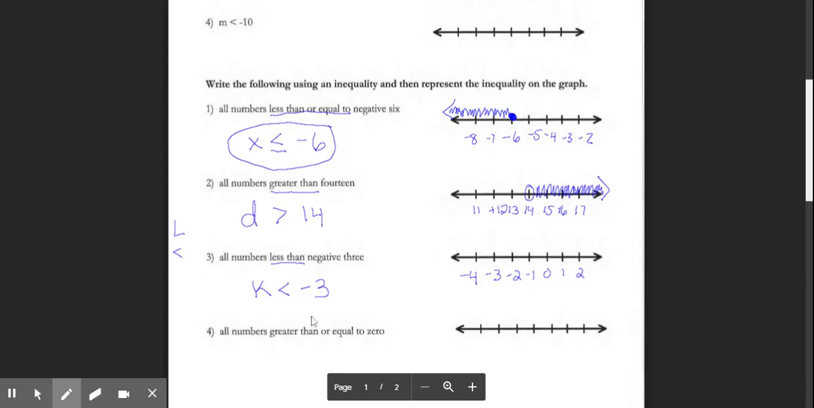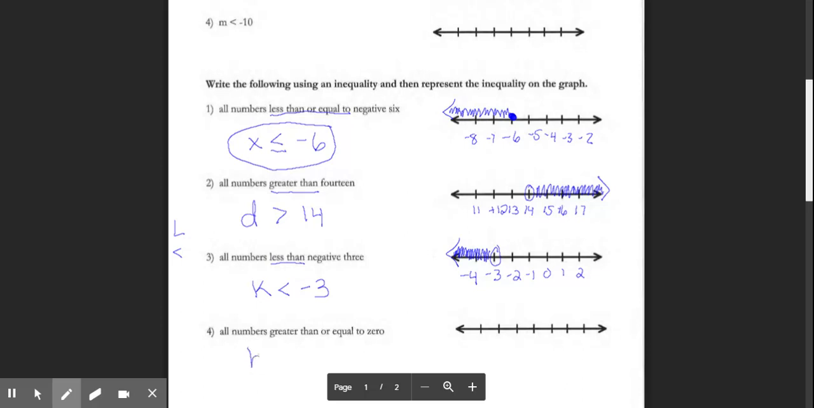Because I want the numbers that are less than -3, it's not allowed to be equal, so I need an open circle. And then if I want all the numbers that are less, less always goes to the left. So I shade to the left, all the way through with an arrow on the end. The final problem for these notes, number 4, says all numbers that are greater than or equal to 0.